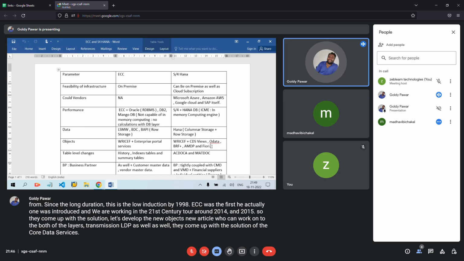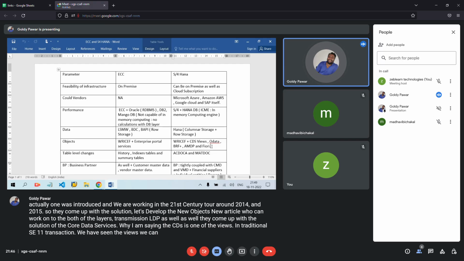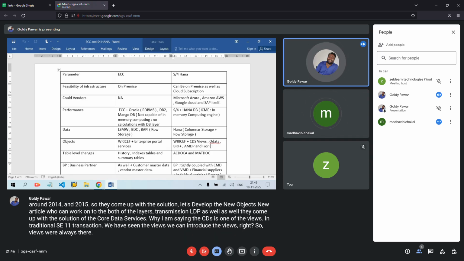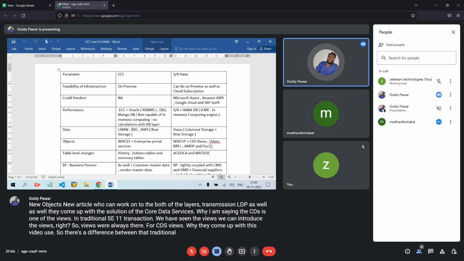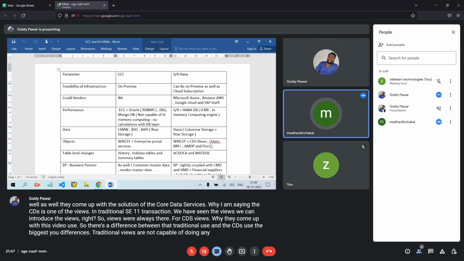Why am I saying the CDS is one type of view? In the traditional SE11 transaction, we have seen the views. We can introduce the views, right? So views were always there. But why did they come up with CDS views? There is a difference between the traditional views and the CDS views. The biggest difference is that traditional views are not capable of doing any calculation.